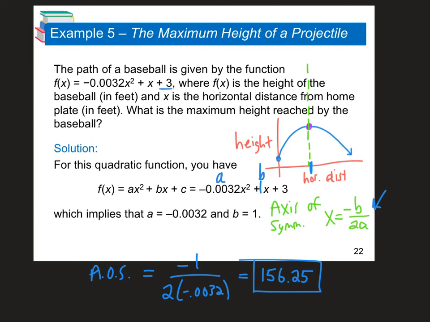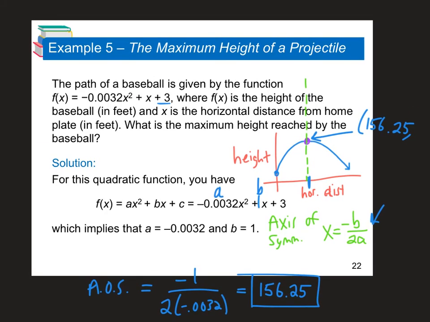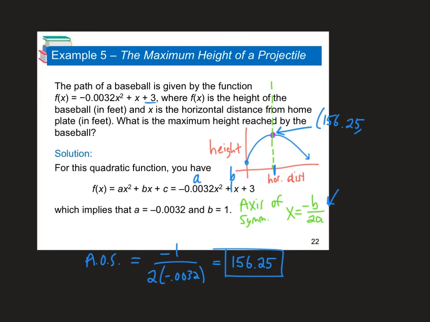Okay, so for our vertex, again, we know the x value is 156.25. How will we find the y value? Well, if we know the x value, we know the equation of the graph is right here. I can just plug in the x value that we just found. So negative 0.0032 times that 156.25 squared plus the 156.25 plus 3. Okay, so I just plugged that all in.